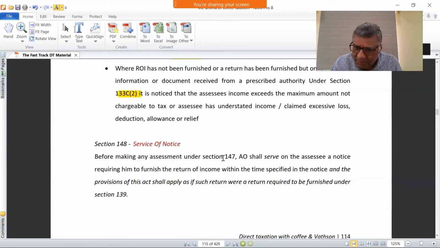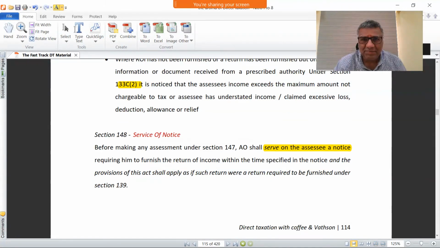Before making assessment, the AO shall serve on the assessee a notice asking him to furnish the return of income, and the provisions of the Act will apply as if it were under 139. So a 142 notice will be issued. What is a 142 notice? Furnish your return of income. Now that I have found out that your income has escaped assessment, you furnish the return of income for that year or any other years I want. You furnish the return, produce your books of accounts, 142. That is the process, this is the procedure.